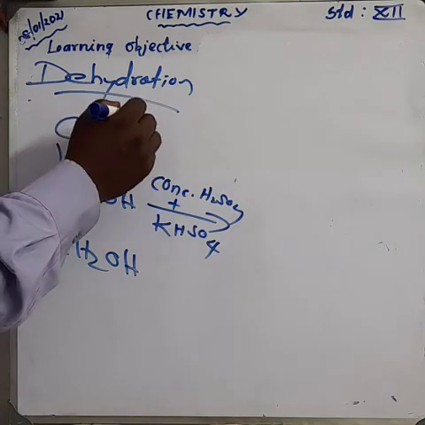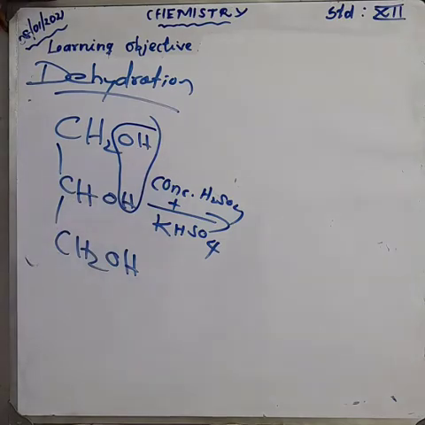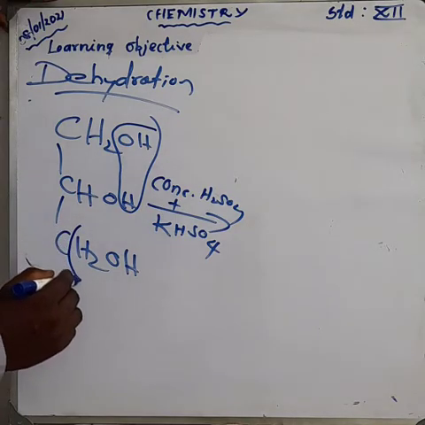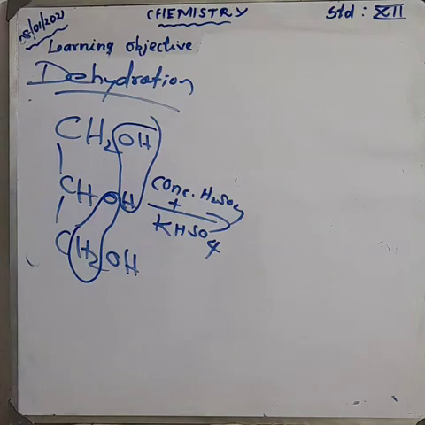So how will you write it? OH combines with hydrogen to form water. OH combines with the hydrogen to form water. Hydrogen combines with OH to form water. So in total, how much water is removed? We get 2 waters removed.